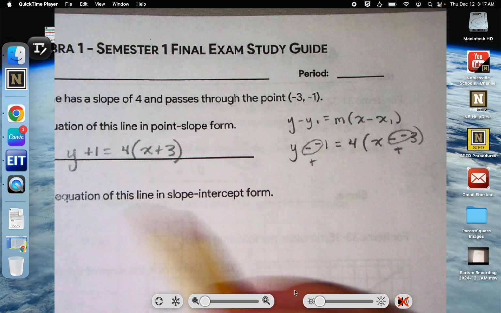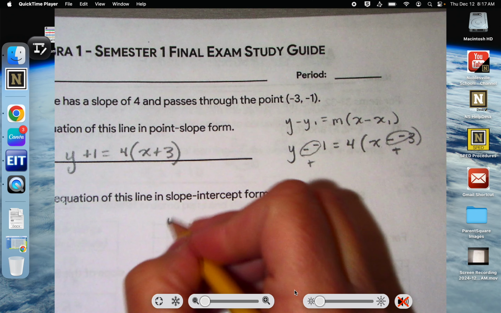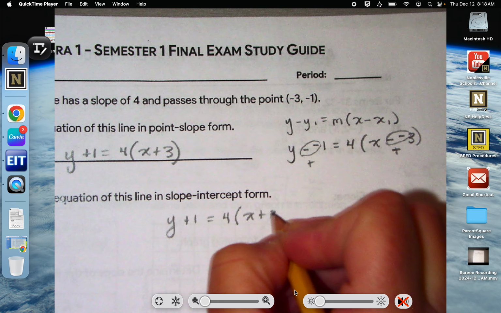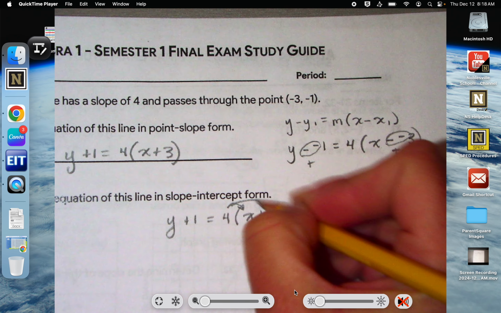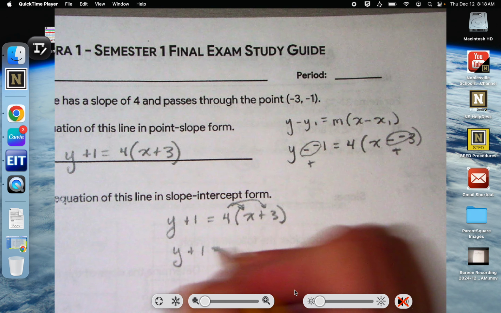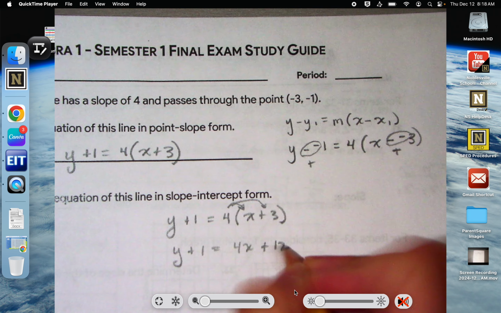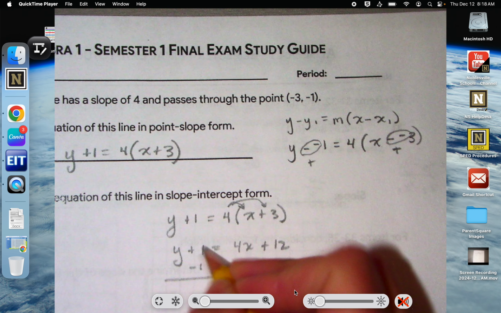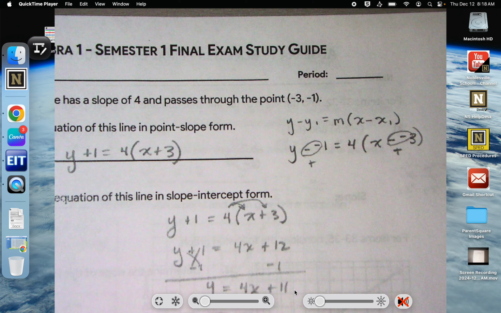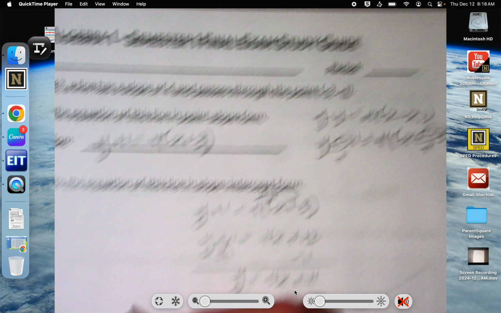Rewrite the equation in slope intercept. So I'm going to take my point slope and I'm just going to distribute and solve to get y by itself. So y plus 1 equals 4x plus 12. Subtract the 1 from both sides. y equals 4x plus 11. So that would be my answer.